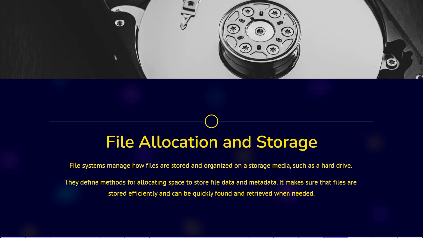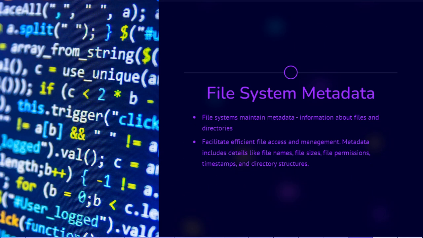File systems manage how files are stored and organized on a storage media, such as a hard drive. They define methods for allocating space to store file data and metadata. It makes sure that files are stored efficiently and can be quickly found and retrieved when needed. File systems maintain metadata, which is information about files and directories, to facilitate efficient file access and management. Metadata includes details like file names, file sizes, file permissions, timestamps, and directory structures. It helps the operating system locate and retrieve files quickly.